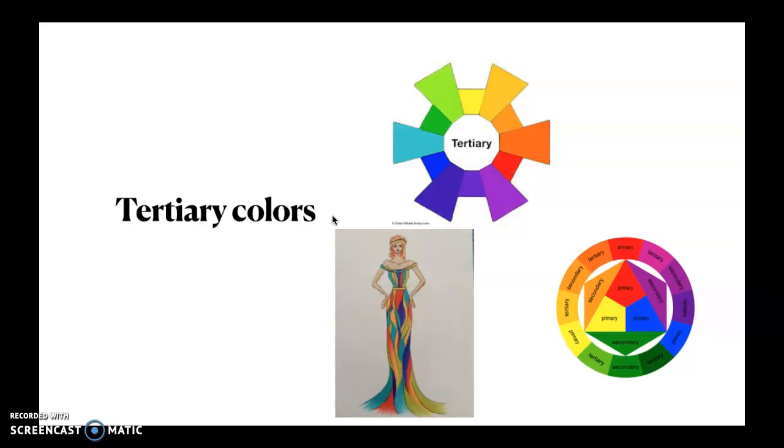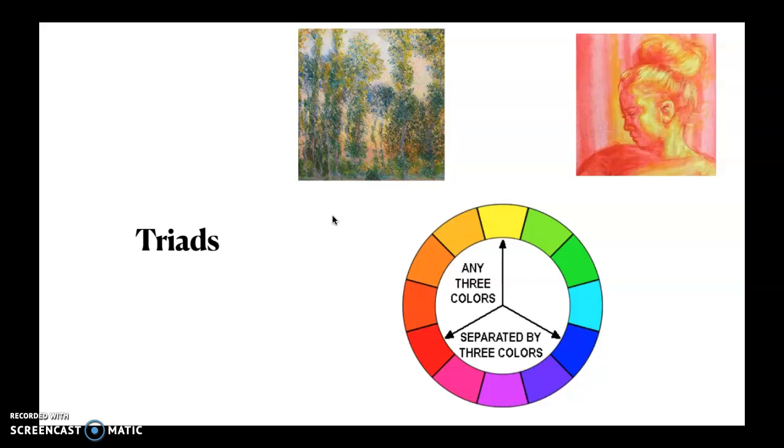Alright, now we have triads. The triad color scheme traditionally uses three hues that are evenly spaced around the color wheel. Like the pieces of art here that I chose for the description, you can tell the one with the woods has blue, green, and a little bit of pale red. And the one to the right is just a red, yellow, and a pink color, or a faded red. And so they were made using just the three colors.